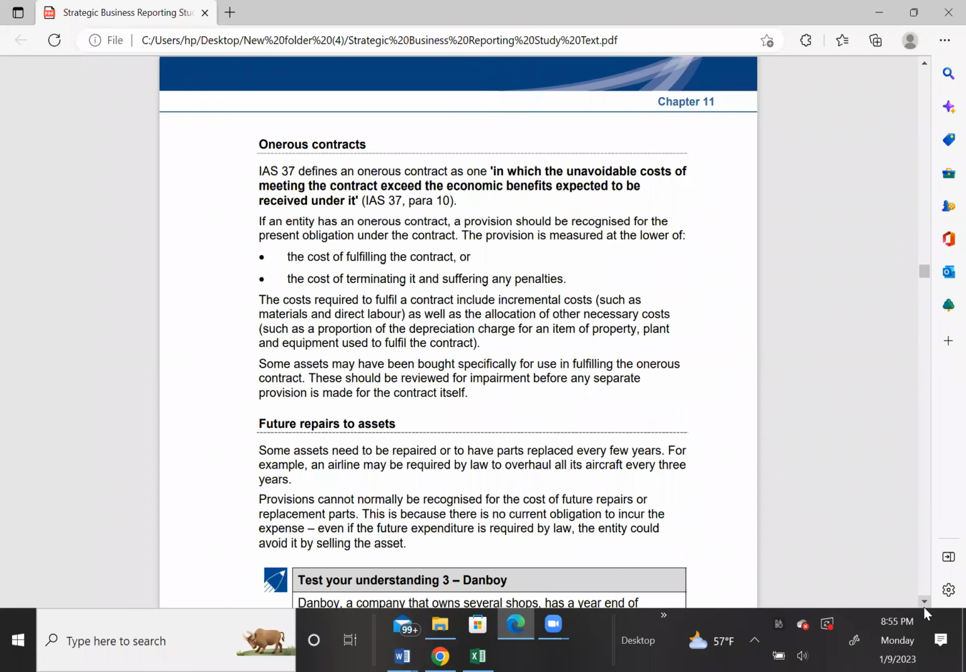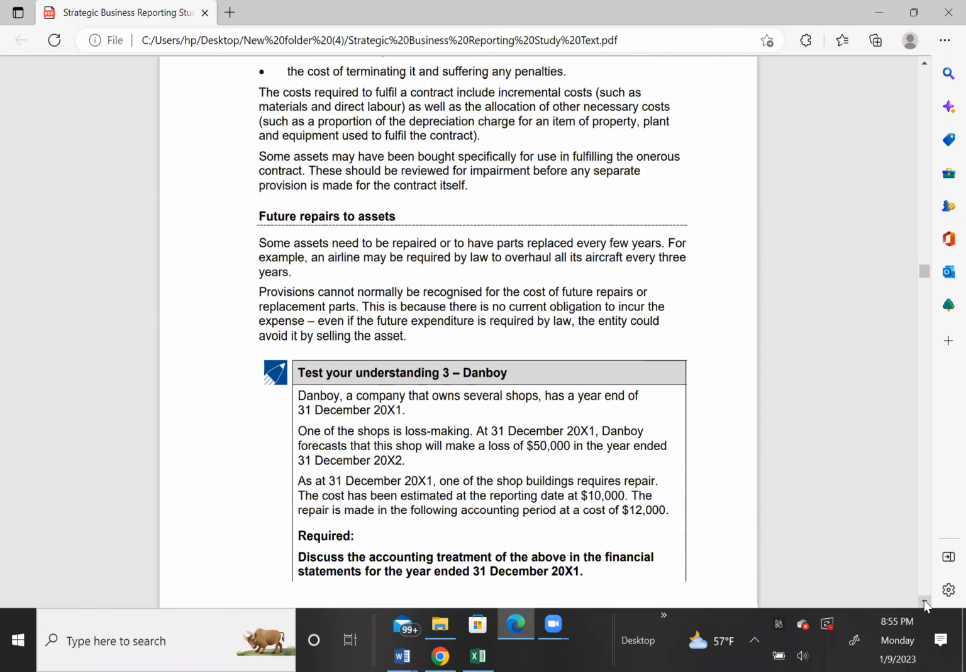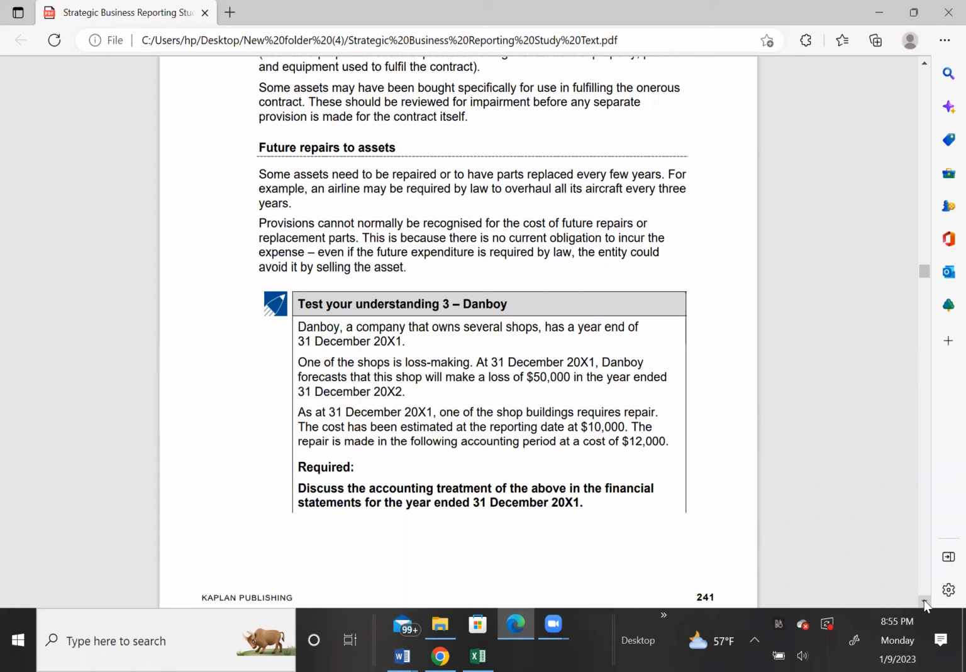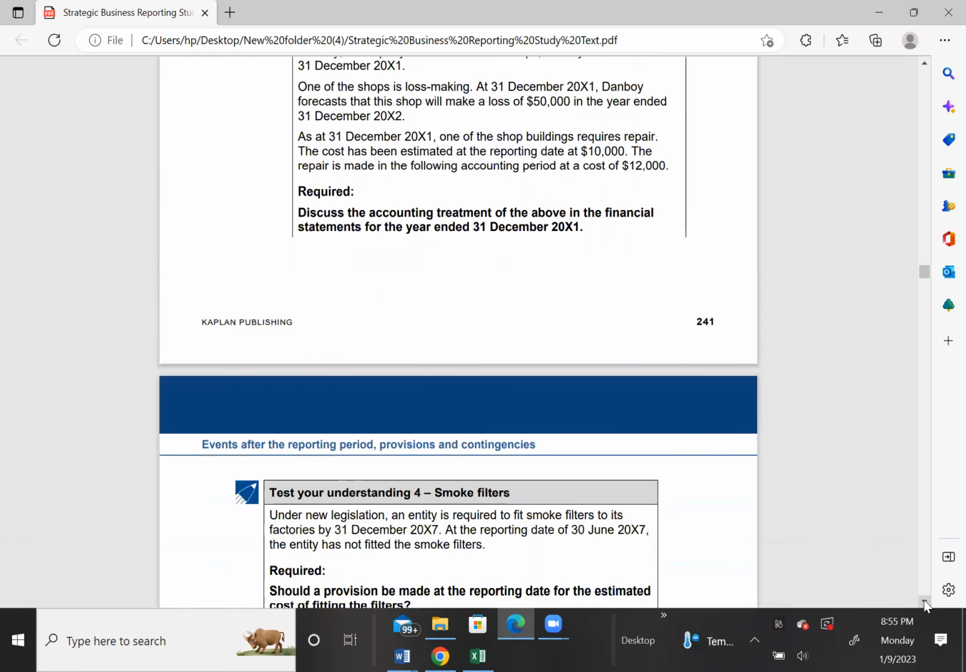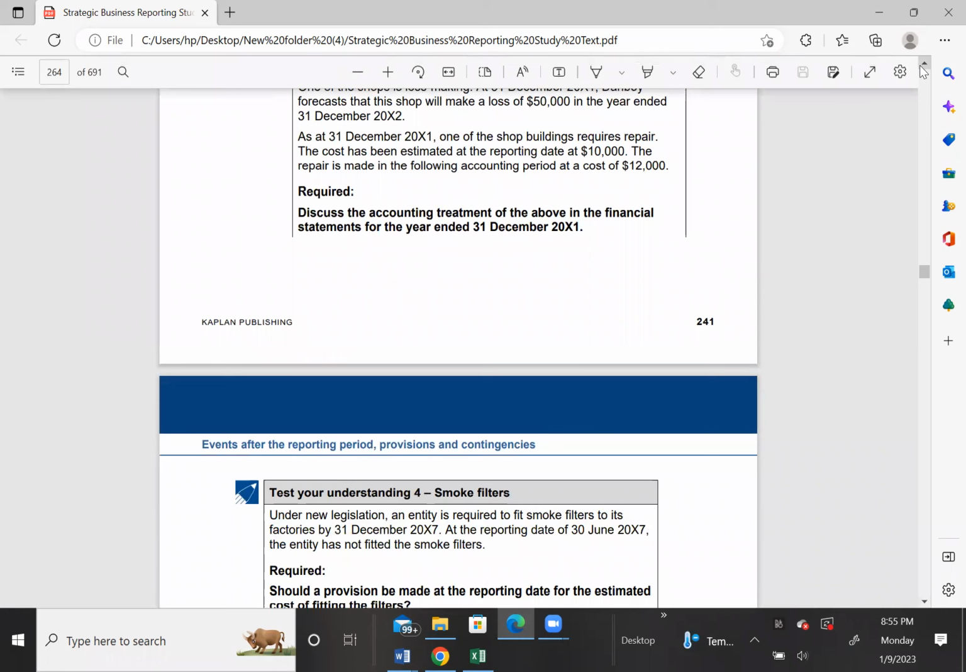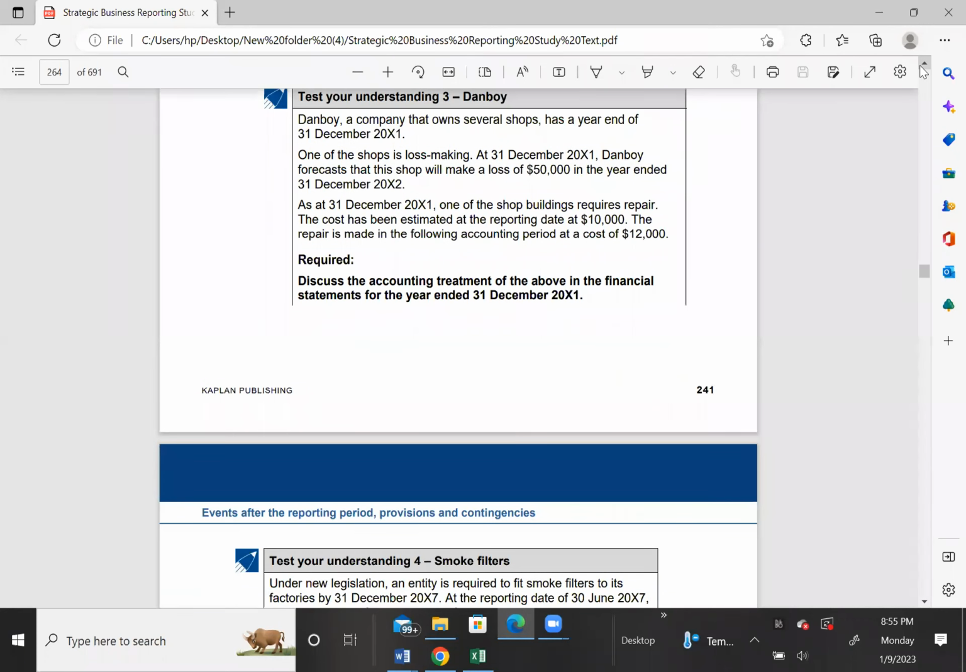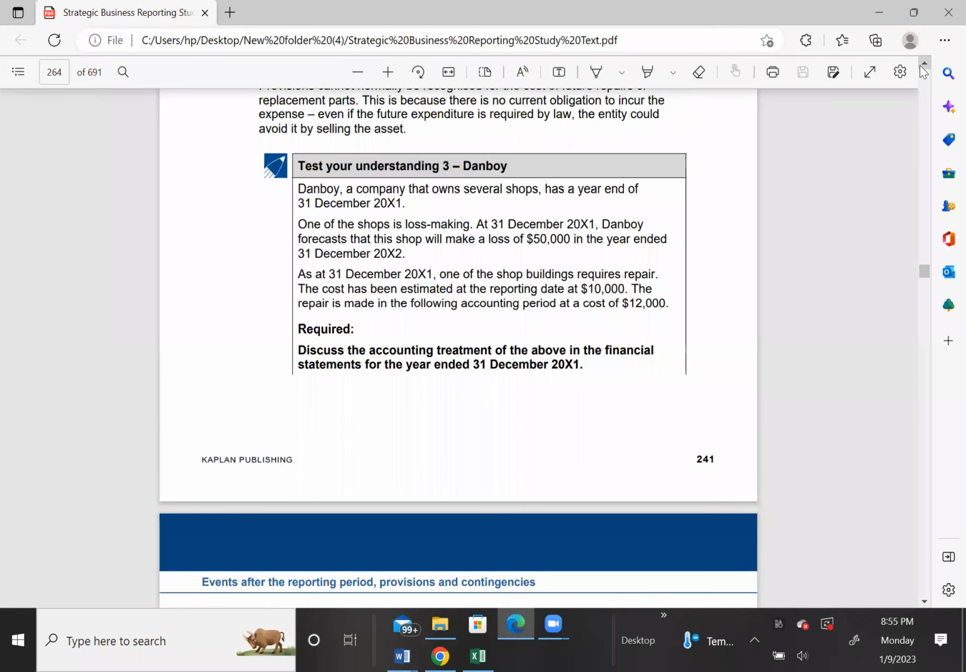Onerous contract, we discussed the onerous contract, and for an onerous contract, you know that we recognize the provision. We discussed this earlier. Future repair to asset, for repair of the asset, we also do not recognize any cost. For overhauling, repairing, marketing cost, or to purchase the asset, we do not recognize any provision. Now, read test your understanding 3.